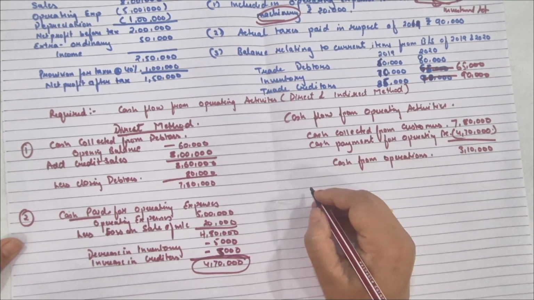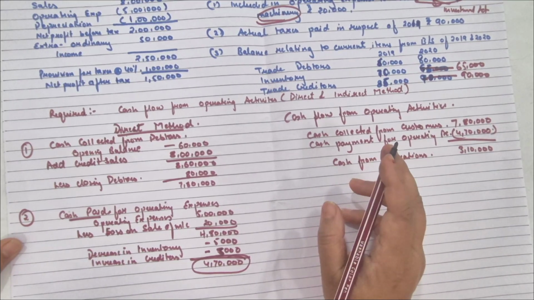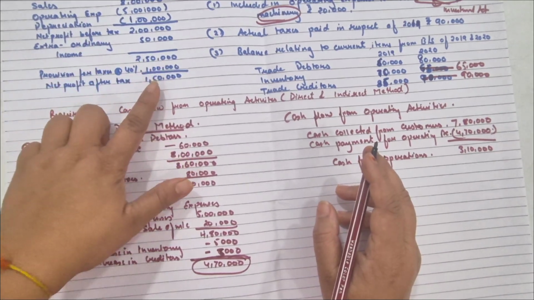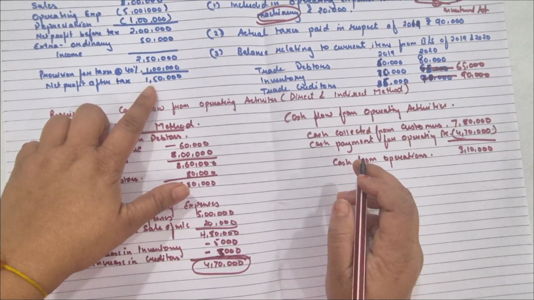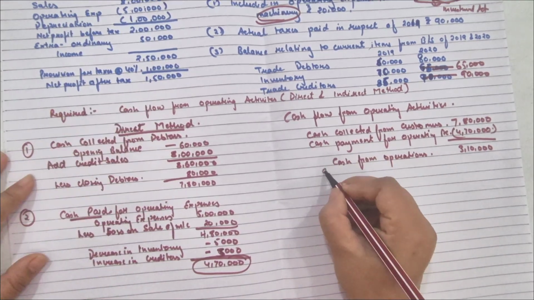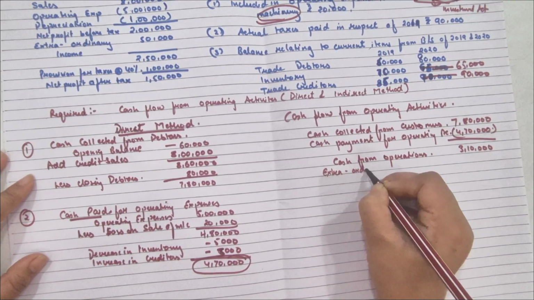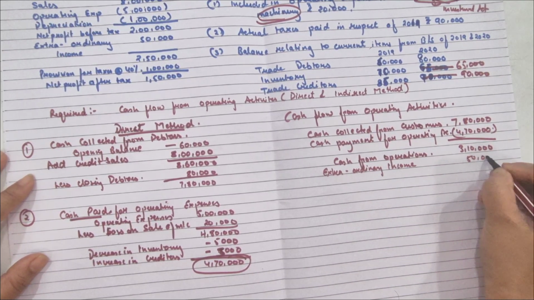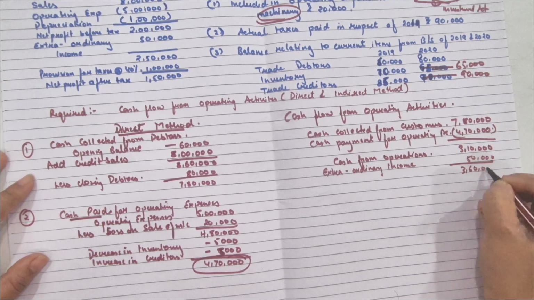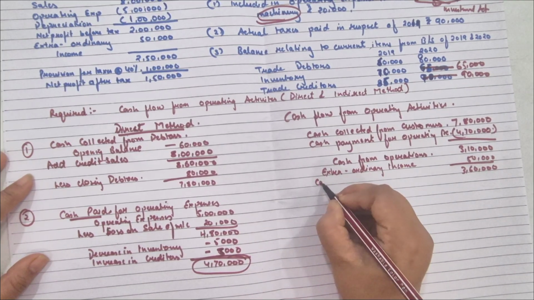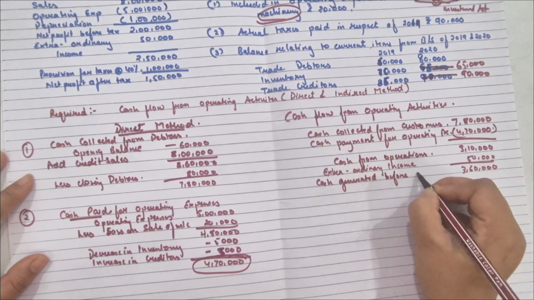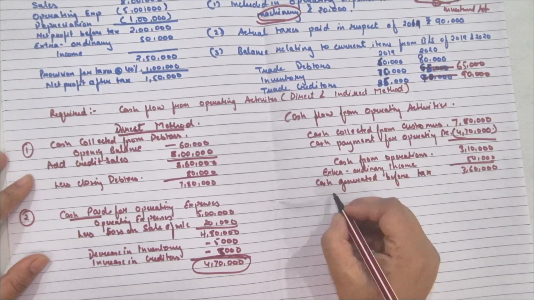Students, in this, now we will have to add 50,000. This is the extraordinary income. So we have already subtracted this to get our net profit. So what we will do, extraordinary income 50,000. This is 3,60,000. Cash generated before tax.